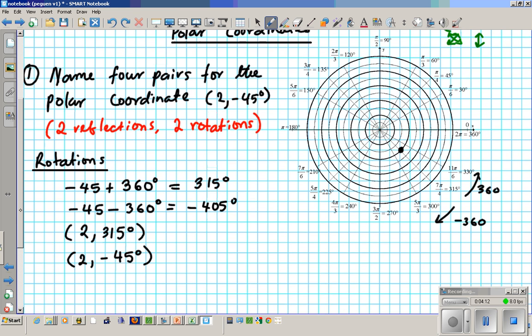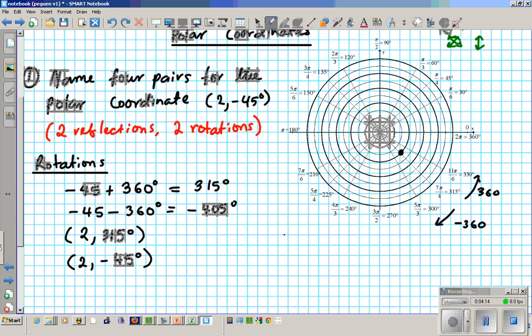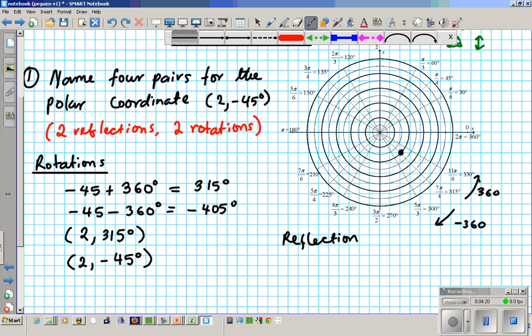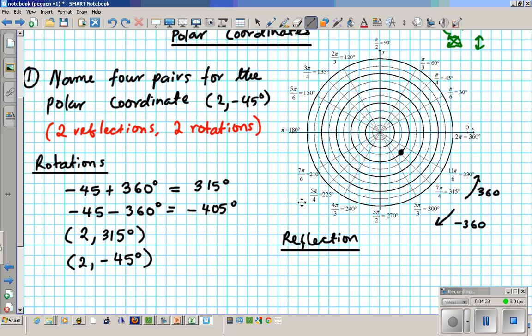Now how about the reflection piece? For reflection, I need two reflections also. So what I'm going to do is identify the points that can be reflected to hit my target point. I can pick the one that comes straight down to hit the target, this point right here. This one reflects downwards to hit my target point. This point right here reflects along the radius to hit this point, and this point right here reflects horizontally to hit this point.